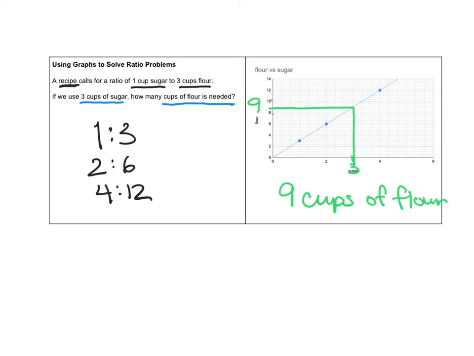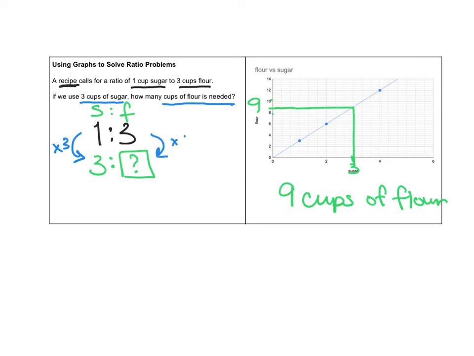I could, of course, check this by using my ratio notation. I have sugar to flour in a 1:3 ratio, and I have 3 cups of sugar, and I want to know how many cups of flour that must be. And I know that 1 multiplied by 3 is 3, and so 3 multiplied by 3 would give me 9. And so I know I'm correct by using my graph.